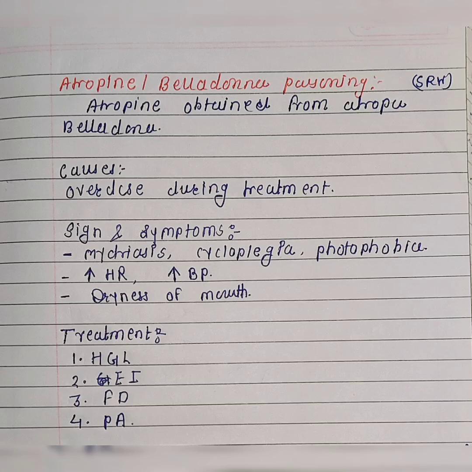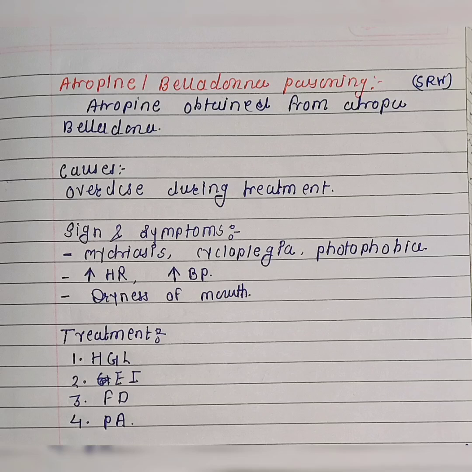The treatment of atropine poisoning includes hospitalization and gastric lavage, endotracheal intubation, forced diuresis, and prophylactic antibiotics. Hospitalization and gastric lavage, as we saw in organophosphorus poisoning: if the patient is conscious and within 3 to 4 hours after ingestion, the patient is hospitalized. Vomiting is induced by syrup of ipecac or concentrated salt solution. And if the patient is unconscious, a simple stomach wash and removal of gastric content is done.